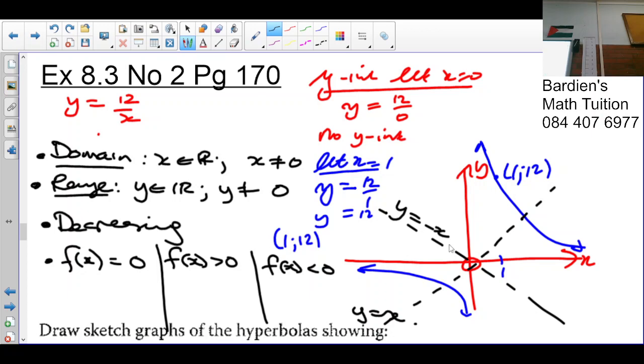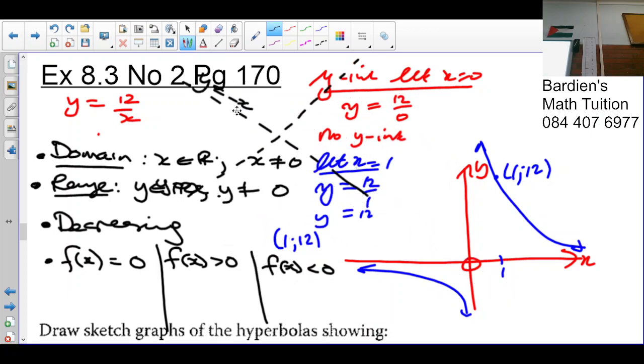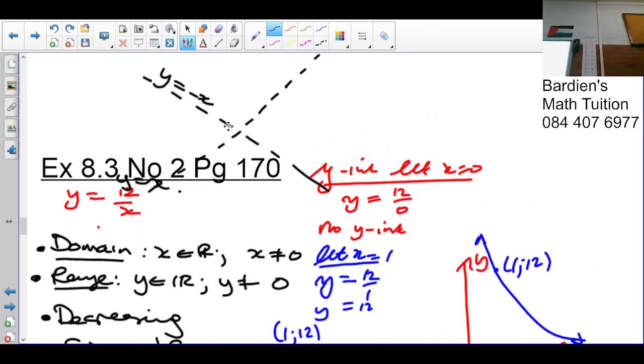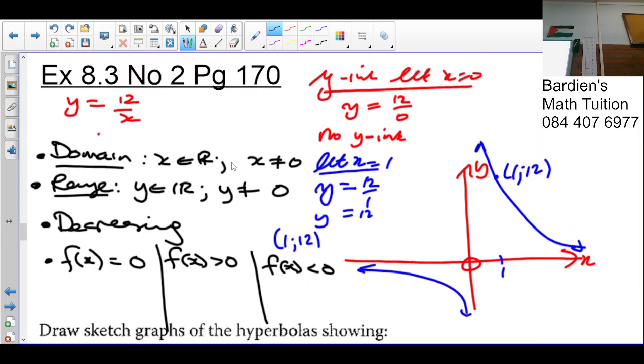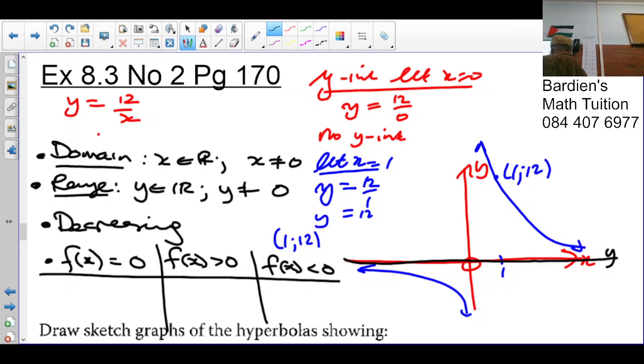So, let's go. The y is equal to 0 line is this line here, not so? Is there any part of the graph that's going through that line? No. So, no solution.